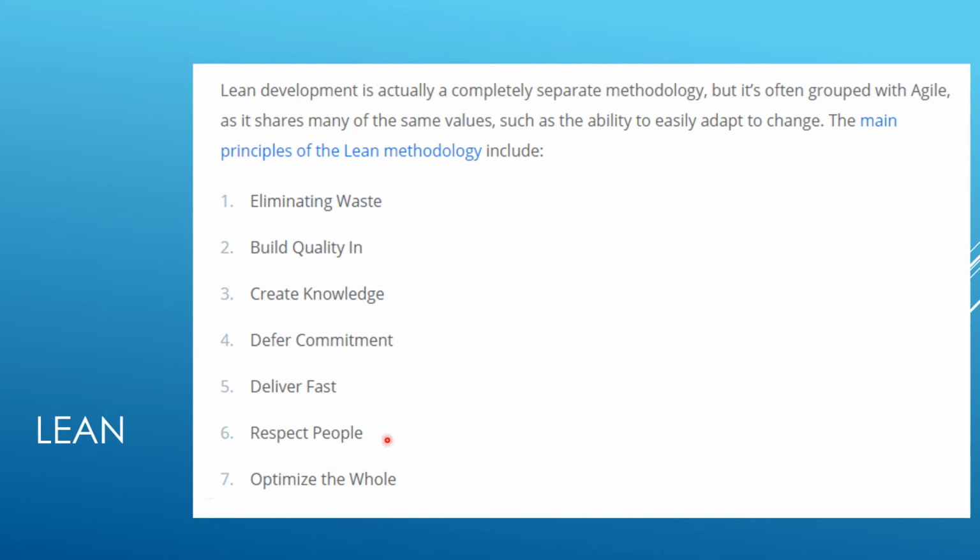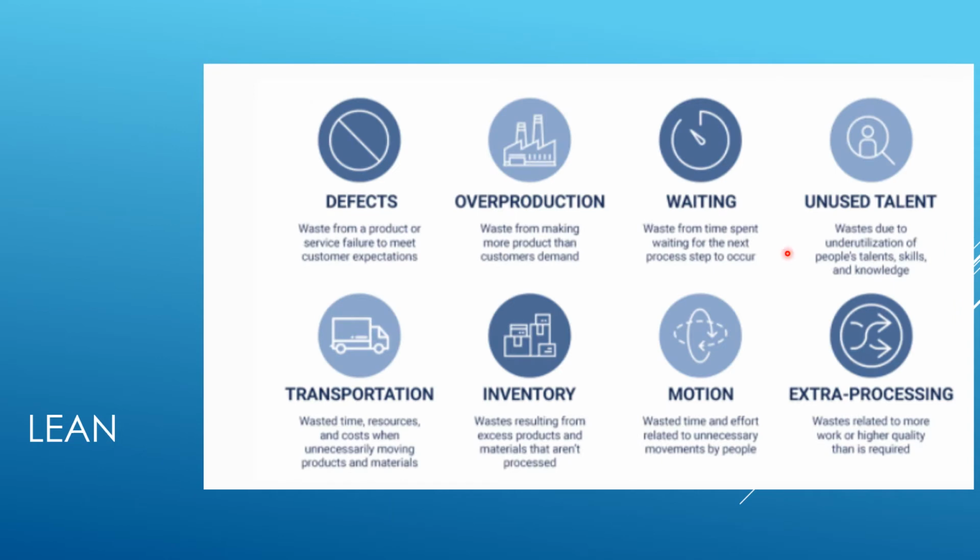So respect people is, in almost every agile method, one of the key values and principles. They always talk about respect, right? So let's look at the types of waste available. These are the ways in which you can figure out waste in your project.